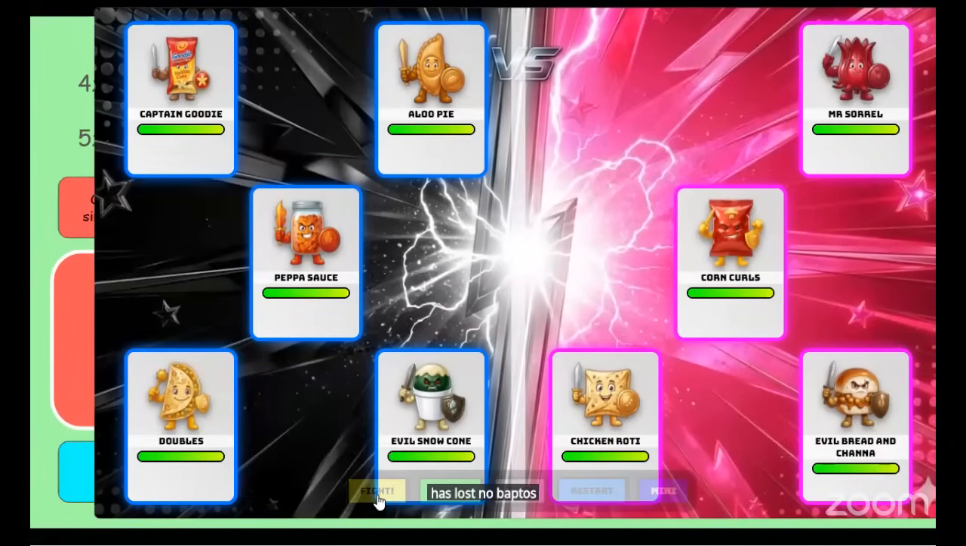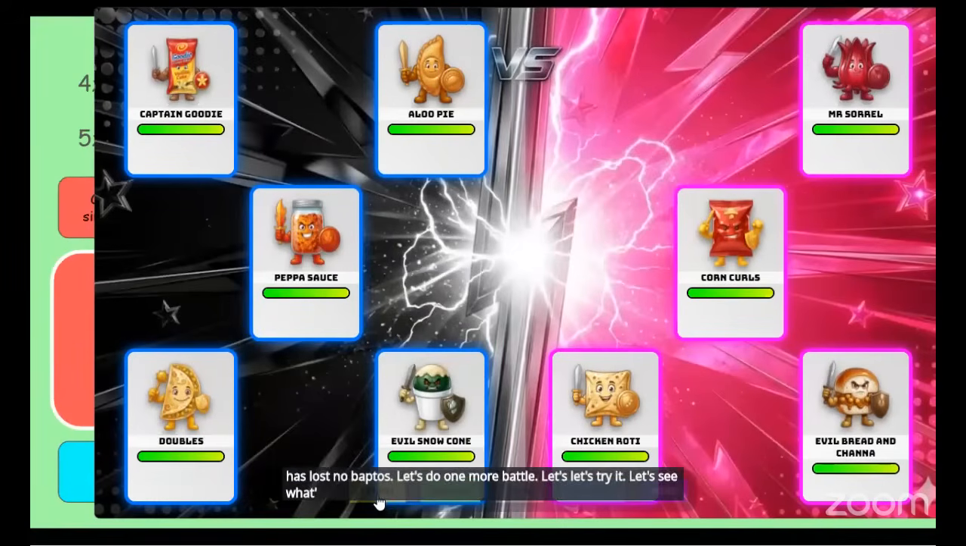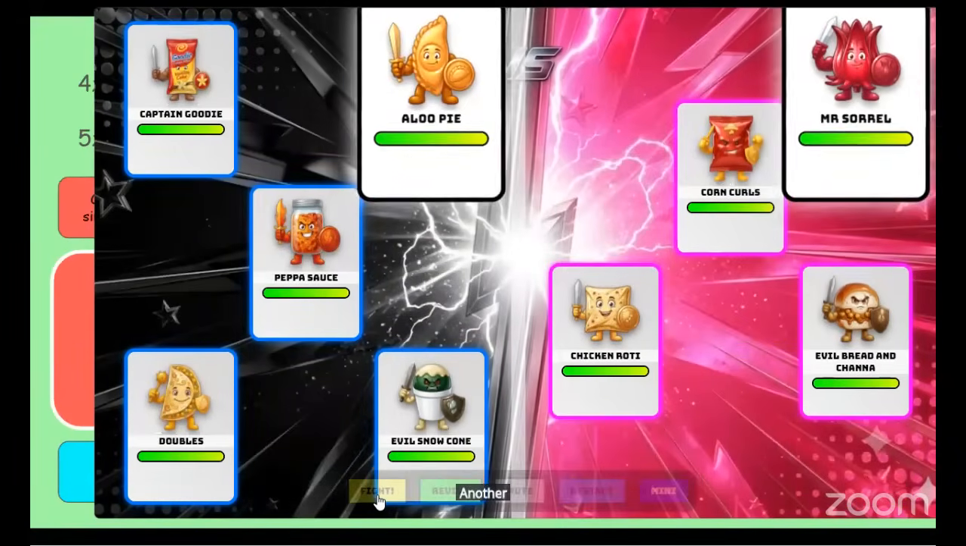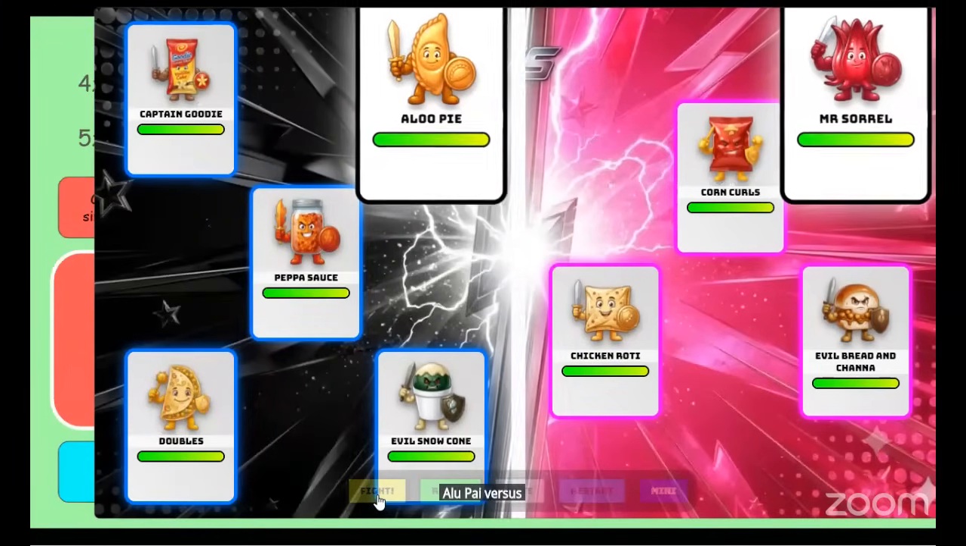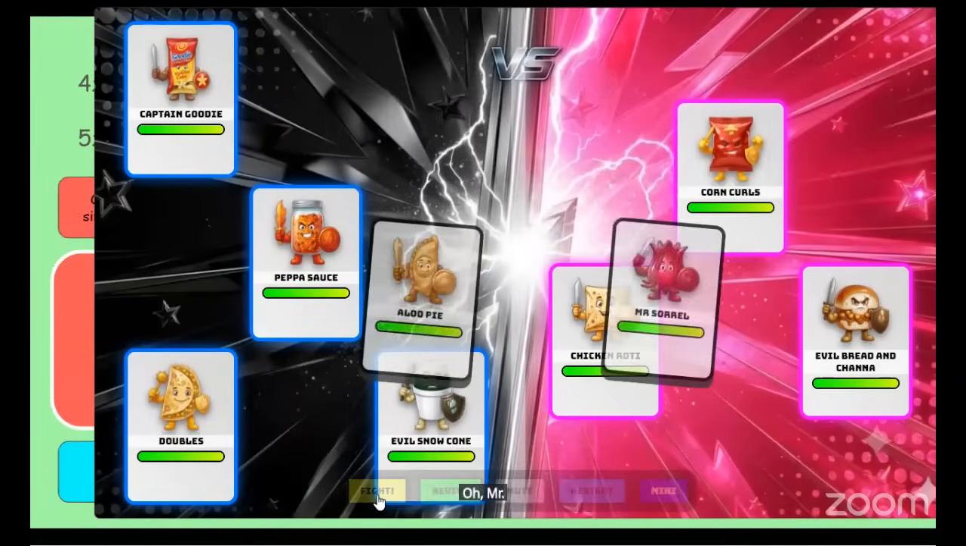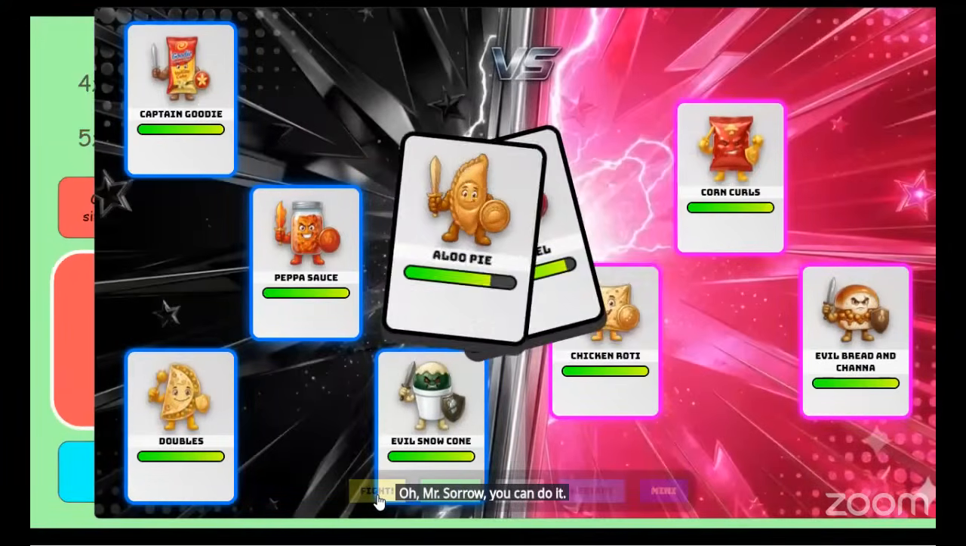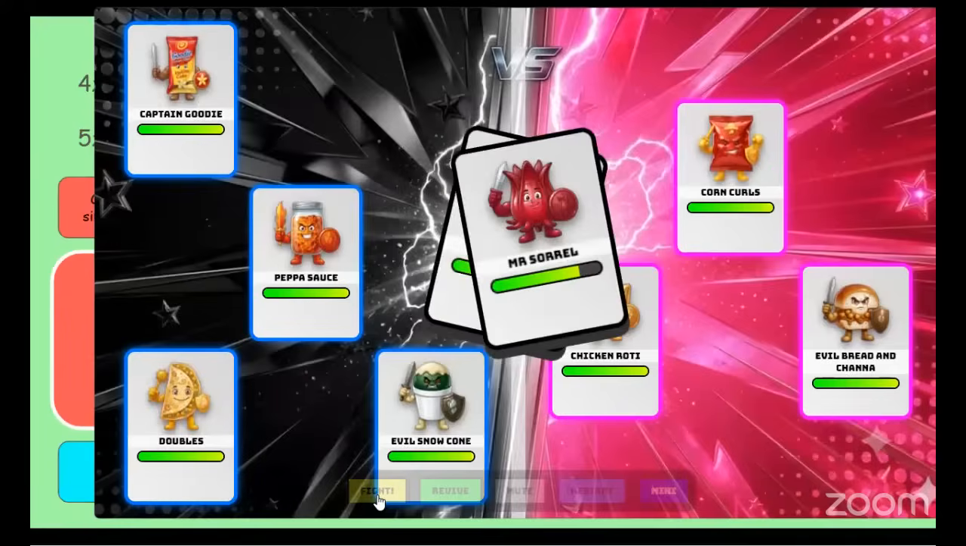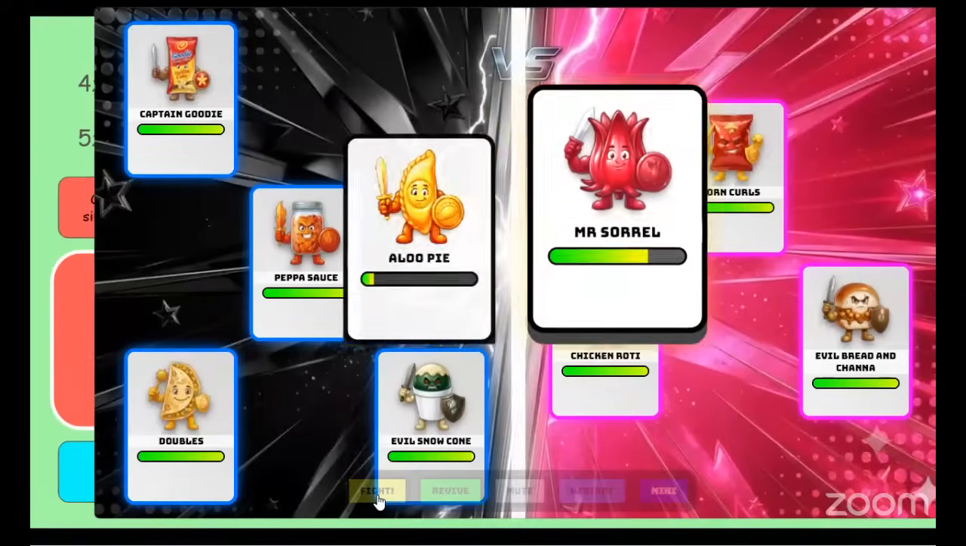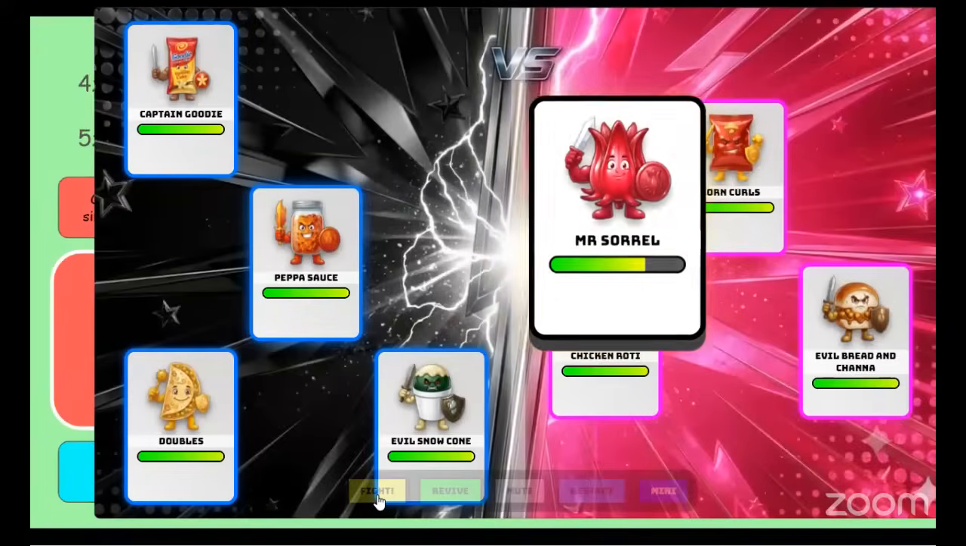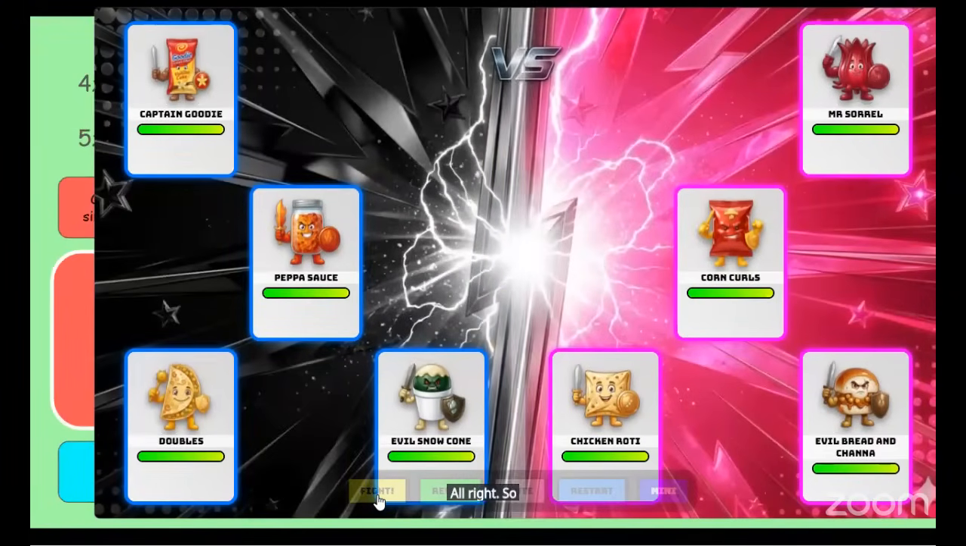Let's do one more battle. Let's try to see what's going on here. We have plenty here. Another fight. Aloo Pie versus Mr. Sorrel. Come, Mr. Sorrel, you can do it. All right. So far, each side has lost one character, right? So it's even. 4 on the left and still remaining on the other side, 4. We'll continue this battle in a little while.